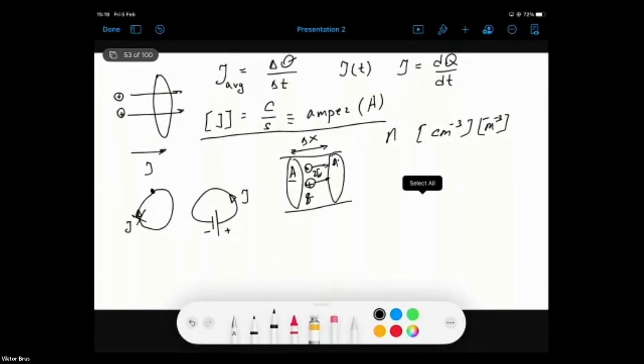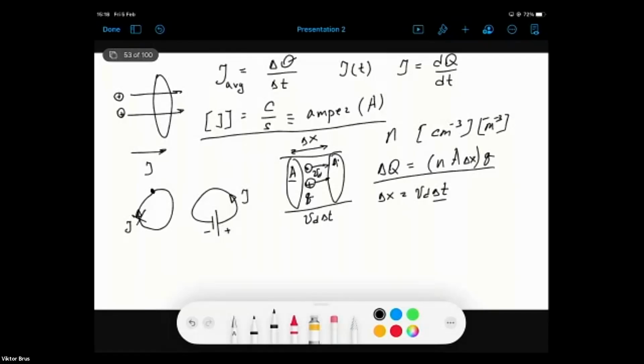So now we can write that the electric charge delta Q is N times A times delta x times q. This distance delta x can be represented in another form. It can be vd times delta t. So delta x is equal to vd times delta t. This delta t is some small interval of time.